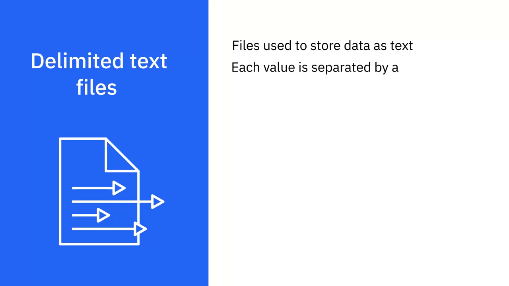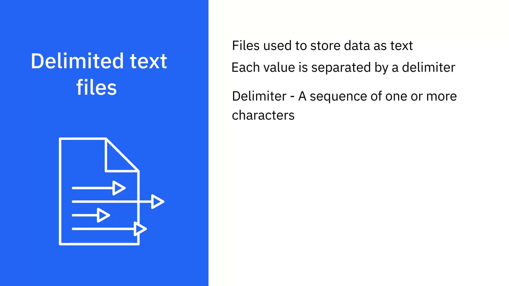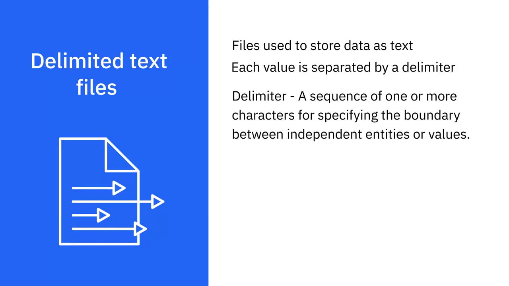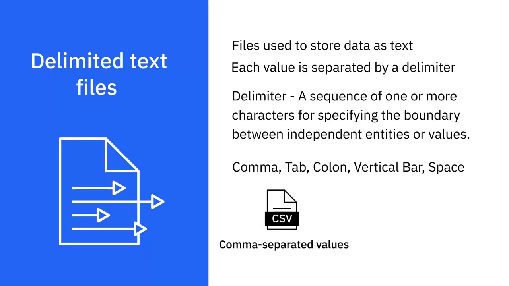Delimited text files are text files used to store data as text in which each line or row has values separated by a delimiter, where a delimiter is a sequence of one or more characters for specifying the boundary between independent entities or values. Any character can be used to separate the values, but the most common delimiters are the comma, tab, colon, vertical bar, and space.